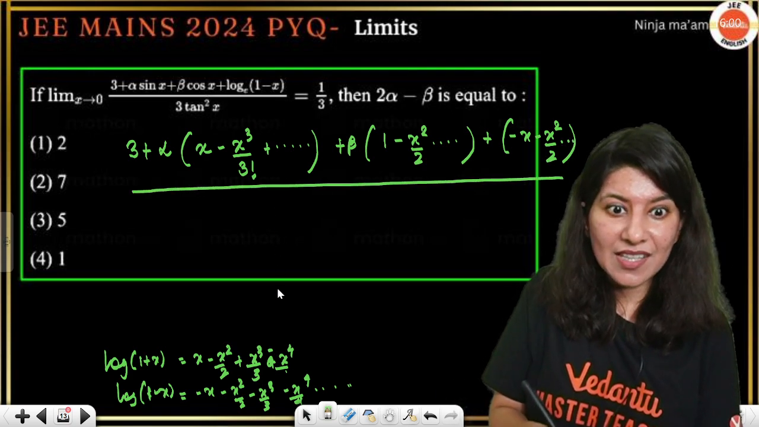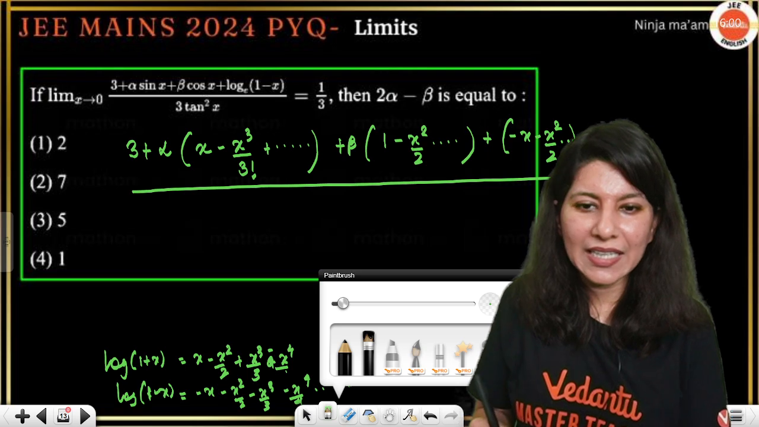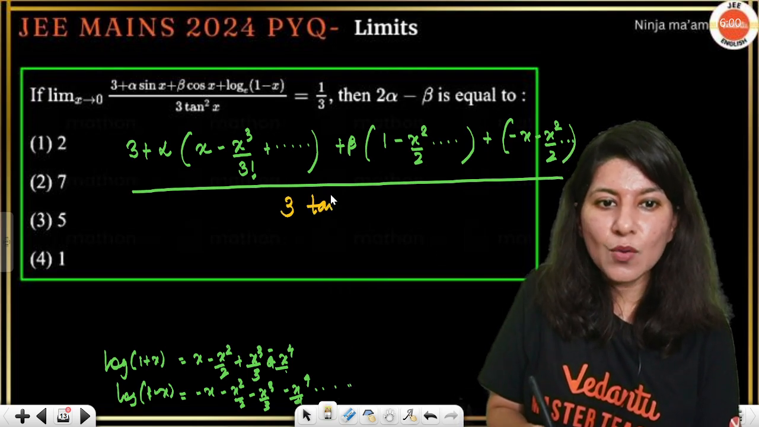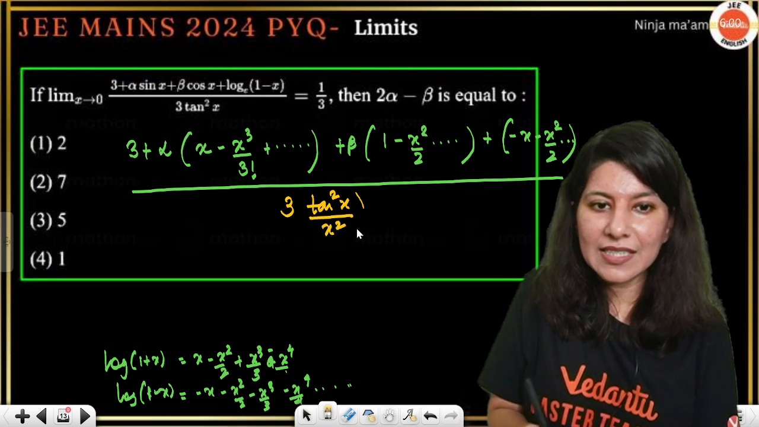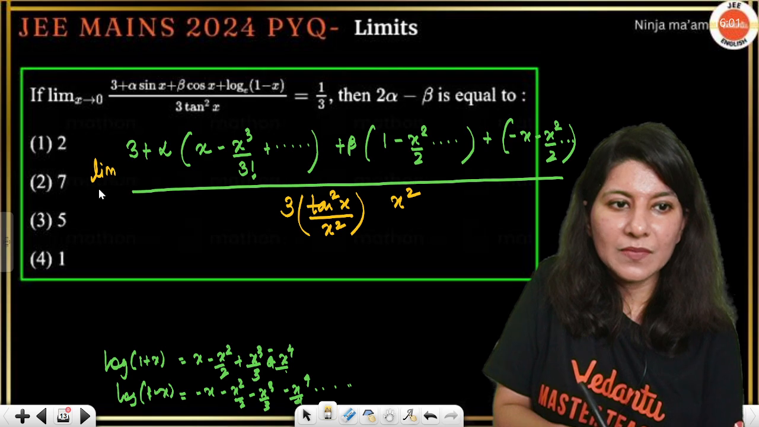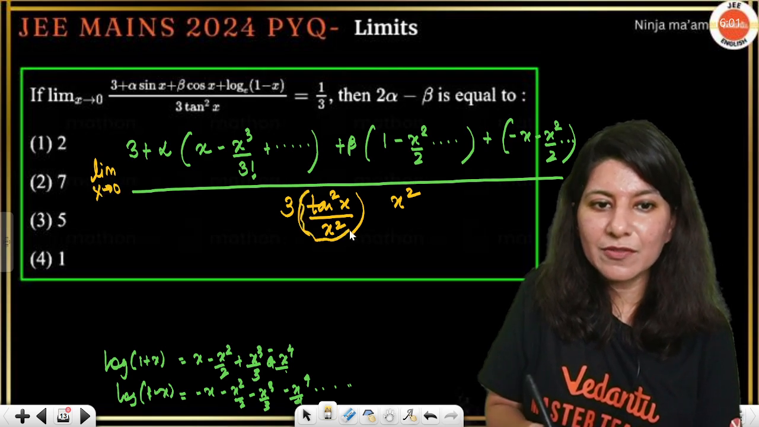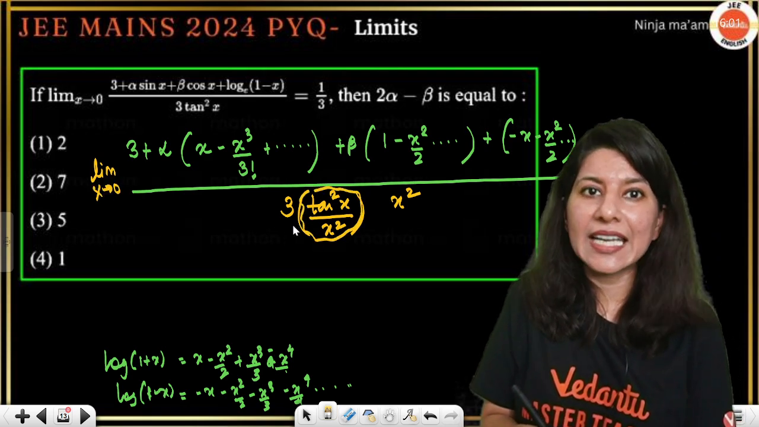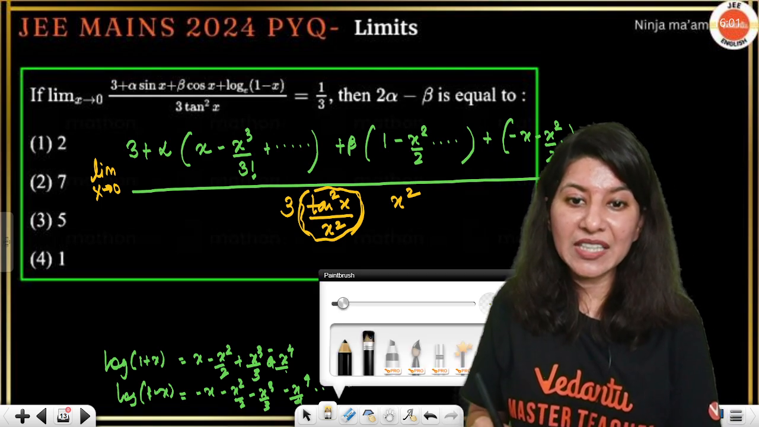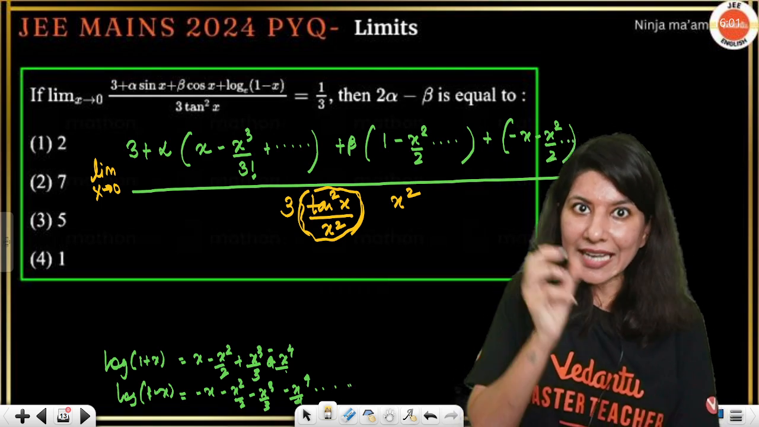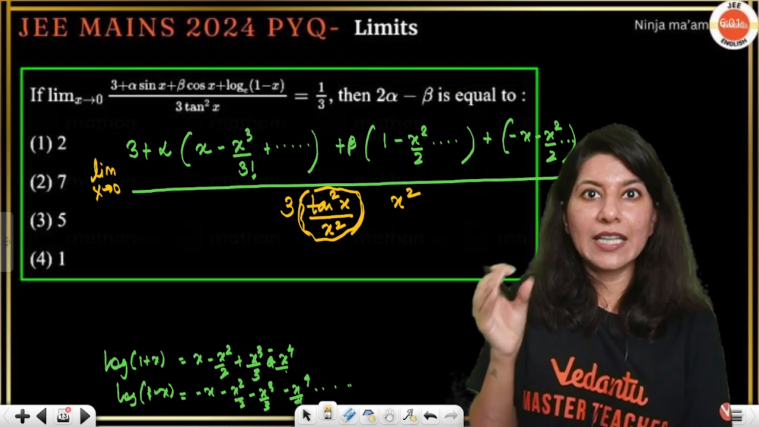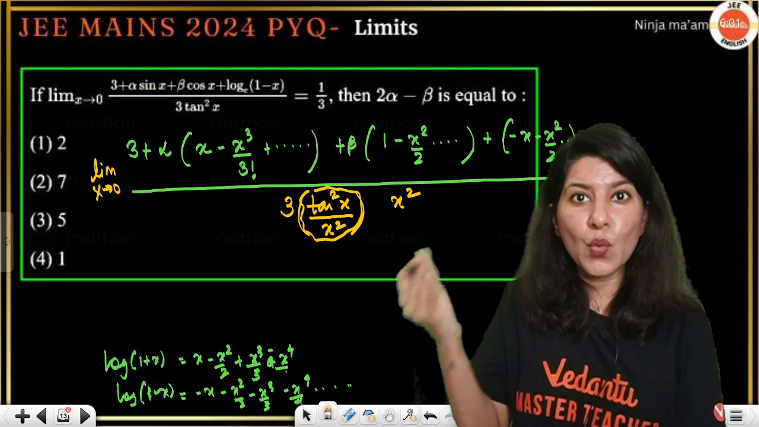3 tan square x. Now the smartest thing is you don't have to apply expansion for tan square x. Why? Because 3 tan square x can be written down as this is x square and this is x square, right? So this limit x tends to 0, so this will become 1. So your denominator is 3x square. Okay. All right. Now what we will do is we'll focus on numerator. We'll collect all the terms. We'll write the constant term. Then we'll write the term x. Then we'll write the coefficient of x square, and that's it.